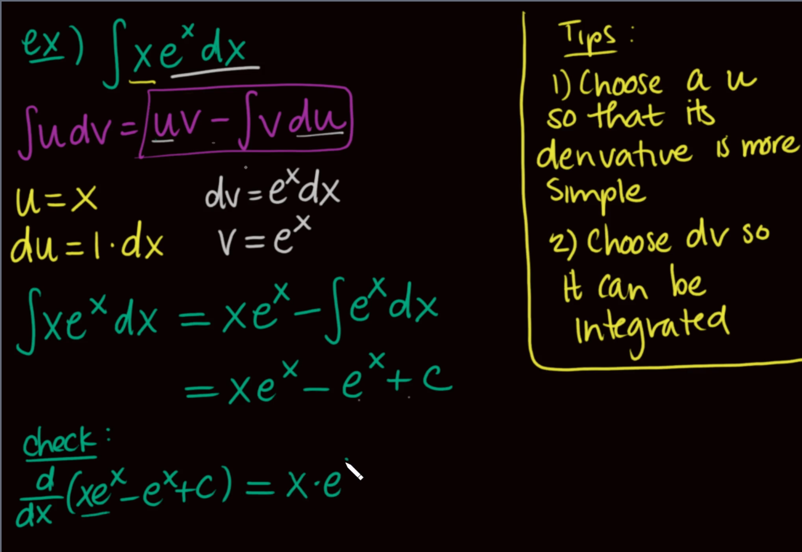First times the derivative of the second plus second times the derivative of the first, but the derivative of the first is 1, minus the derivative of e to the x, and the derivative of c goes to 0, and voila, those guys are gone, and I get x e to the x. Isn't that great? I just love that. That's so much fun. I hope that makes sense.